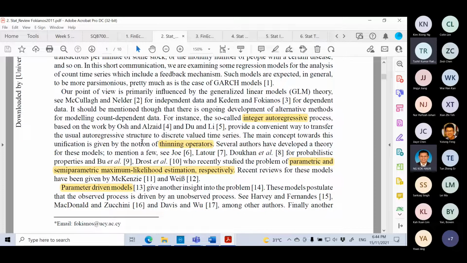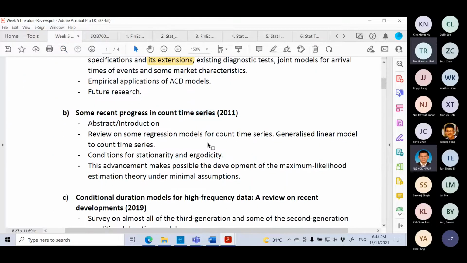So in this research paper, basically they concentrate on the regression model for time series, in particular a generalized linear model for count time series. In this paper, the survey is working on what the conditions are, because you have different models. Your model has certain assumptions or certain characteristics, so you need to know the conditions for the stationarity and ergodicity of the model itself.